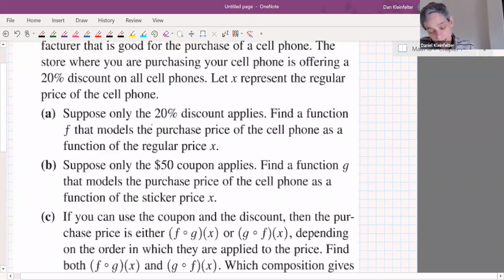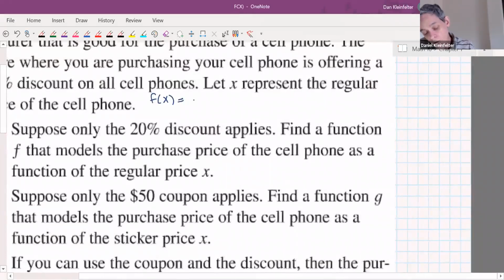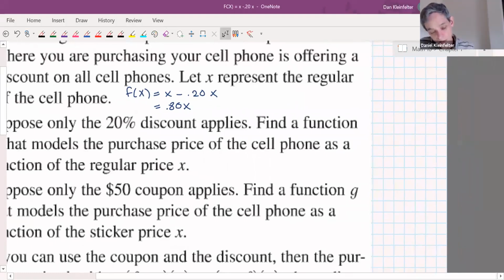So let's think about that. We want f, that will be f of x. It will be the regular price, that's x, minus 20% of x. We're taking 20% of the regular price away from the regular price. So this will give us x minus 0.20x is 0.80x, right? Another way of thinking of that is that if you're taking 20% off, that means you're paying 80% of what the regular price was. So that will be our f. f of x is going to be 0.80x.